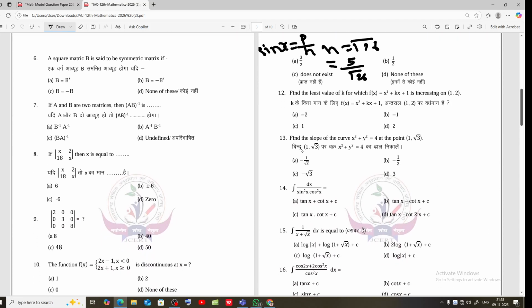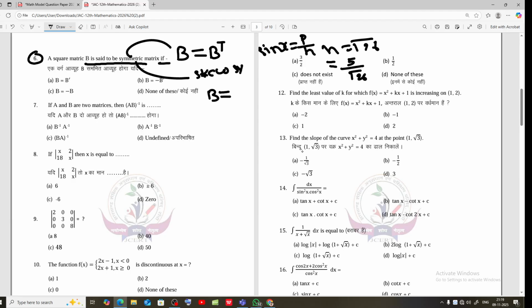Now we will discuss question number 6. A is a square matrix. If a matrix is symmetric, then it follows A equals A transpose. If the matrix is skew symmetric, then it follows A transpose equals minus A. But this question has a symmetric matrix, that means A equals A transpose.